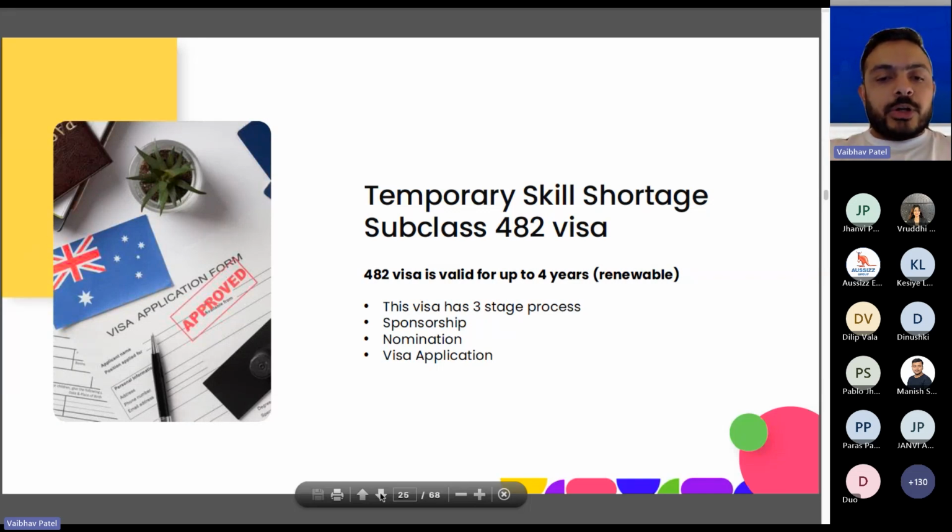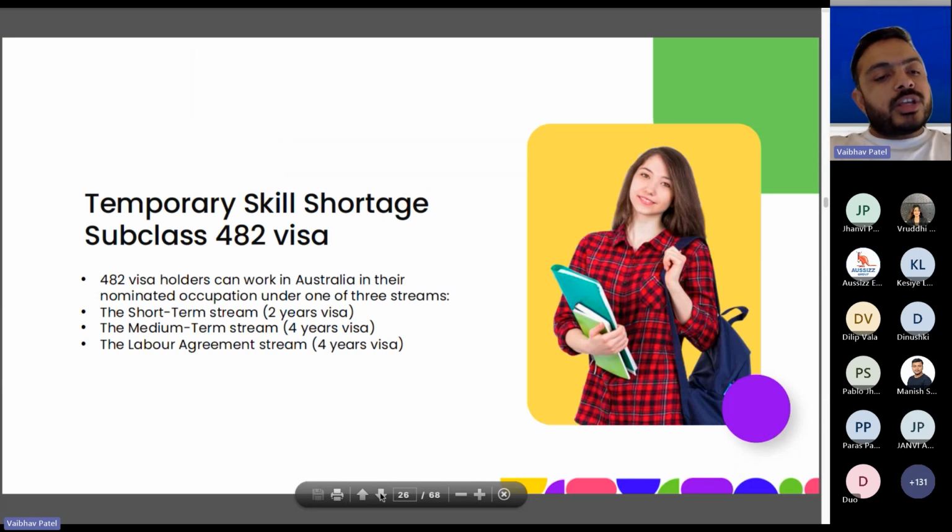Generally, for a subclass 482, you need minimum 2 years of work experience, and your employer has to be lawfully operating in Australia. Generally, for certain occupations, you might have additional criteria of minimum turnover and minimum number of employees working in the business.